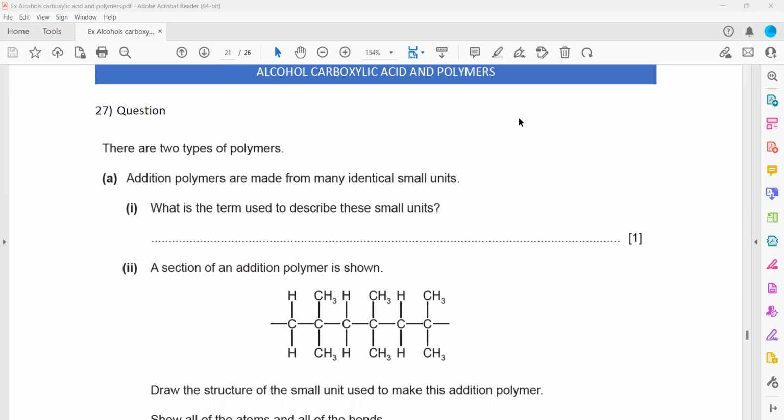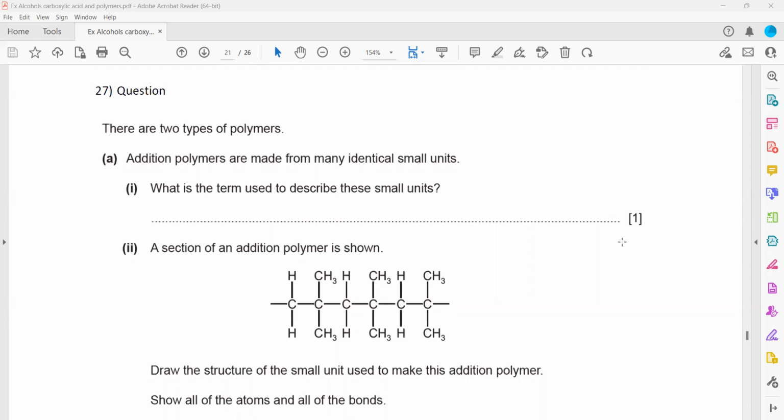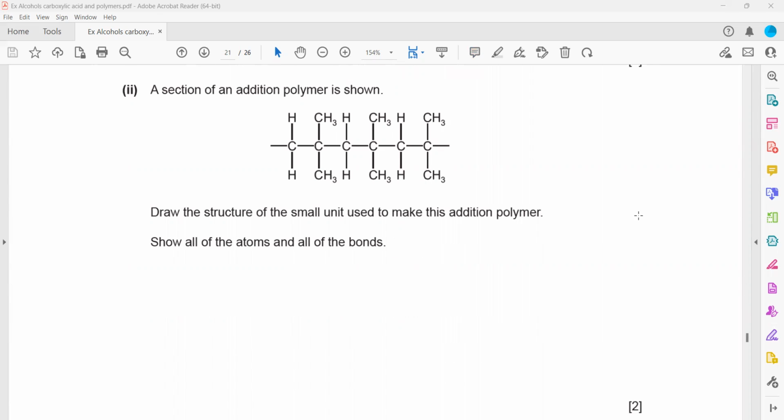Alcohol, carboxylic acid, and polymers are there. There are two types of polymer. Addition polymers are made from many identical small units. What is the term used to describe the small unit? What do we call them? Monomer. So we call them monomers, right?